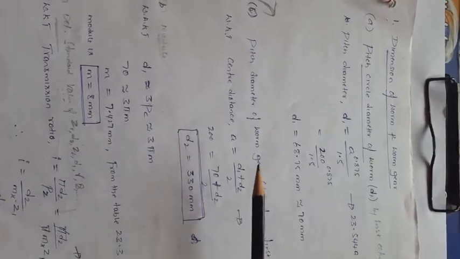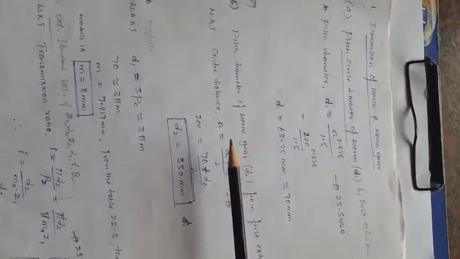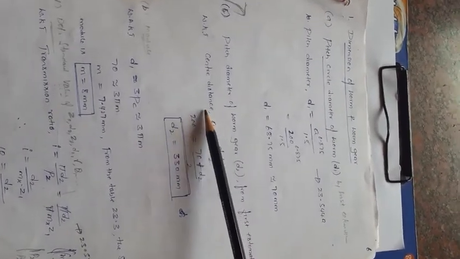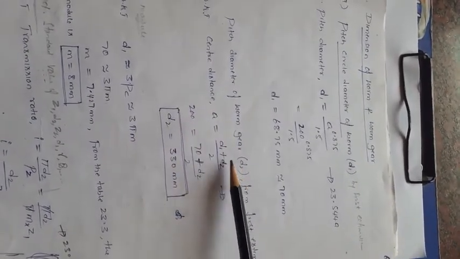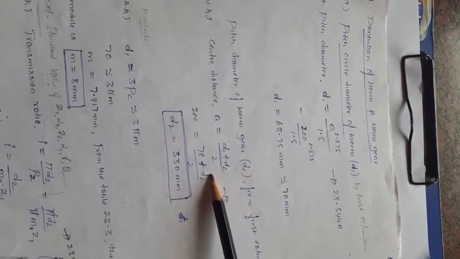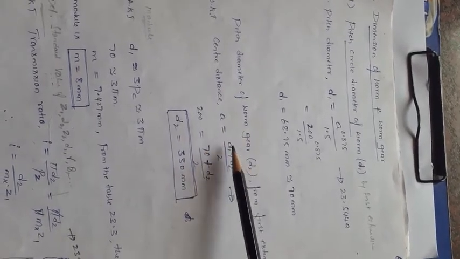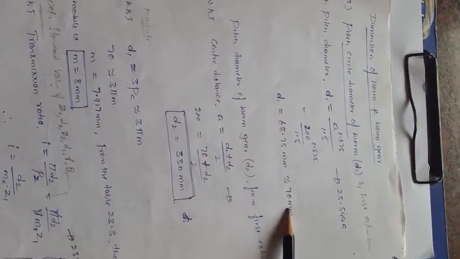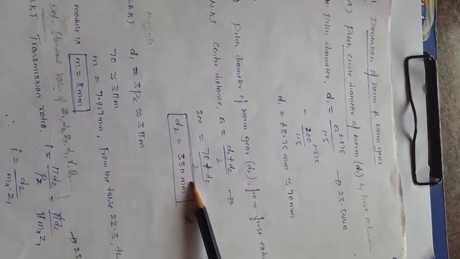Then determine the pitch diameter of the worm wheel, that is, the pitch diameter of the worm gear, by first estimation. We know the center distance a is equal to d1 plus d2 divided by 2. We already know a, and d1 was also calculated. Substitute here, then you get d2 as 330 mm.